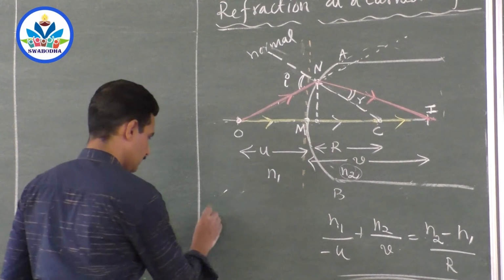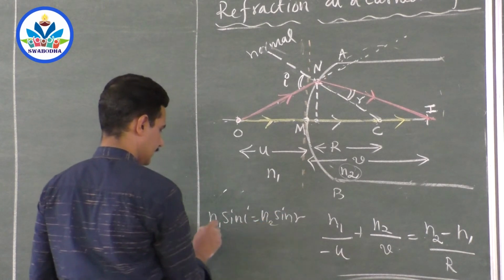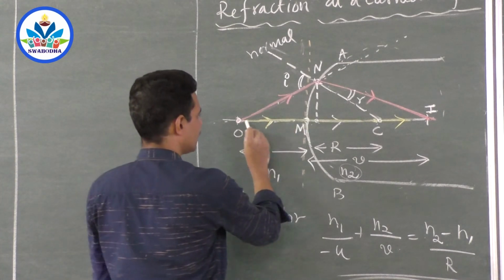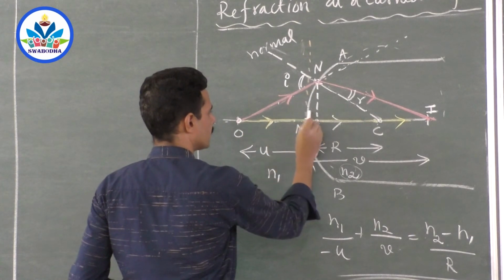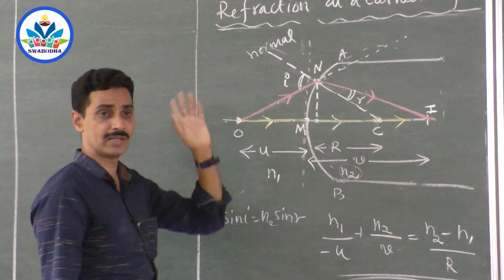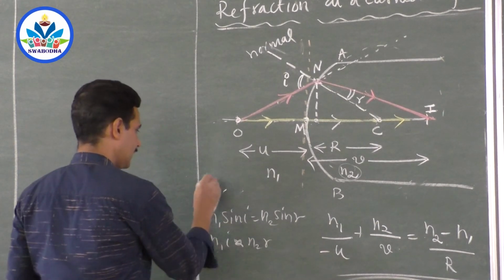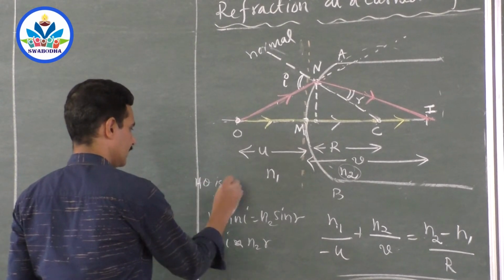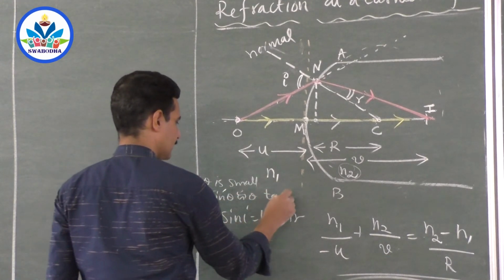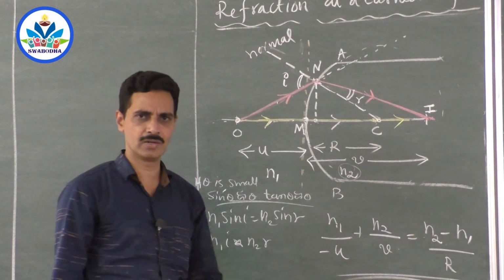So if you want to use this formula n1 sin i is equal to n2 sin r, of course this contains n1, i, r. When angles are very small, and already I have told this pink ray is very close to the principal axis, then i and r will be very small. Then I can write n1 i is equal to n2 r almost, because if theta is small, you know sin theta is almost equal to theta, and even tan theta is almost equal to theta. Sin theta and tan theta are very close to each other. For example, sin 0 is 0, tan 0 is also 0.